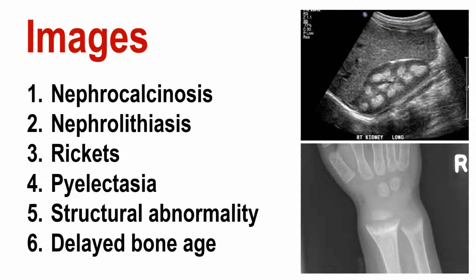As we mentioned, imaging has limited value. The most important findings are nephrocalcinosis, nephrolithiasis, and rickets. Sometimes we have pyelectasia, dilatation of both renal pelvises due to polyuria, or structural abnormality leading to tubular dysfunction, and delayed bone age because of poor growth.